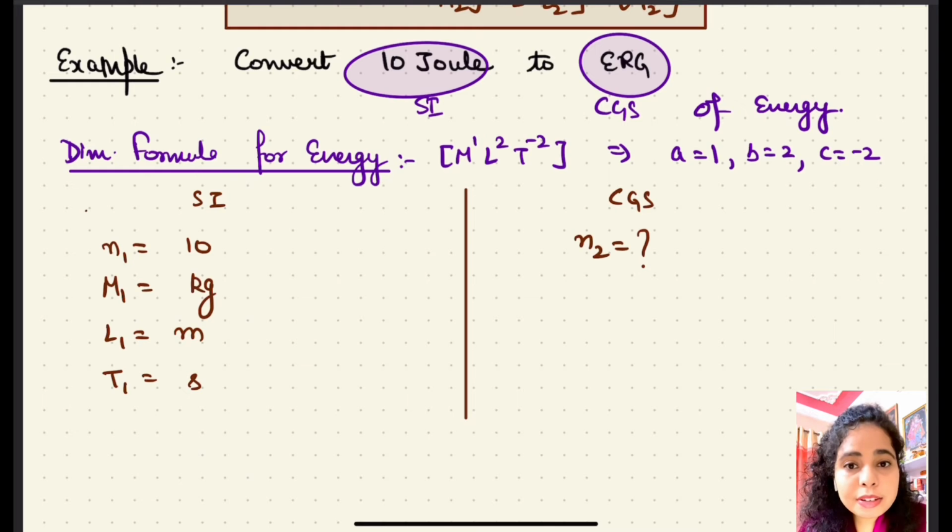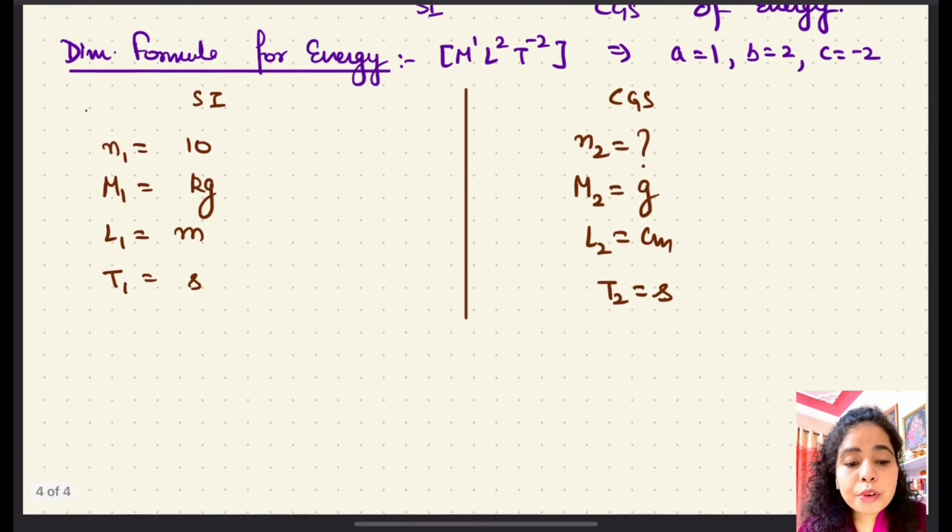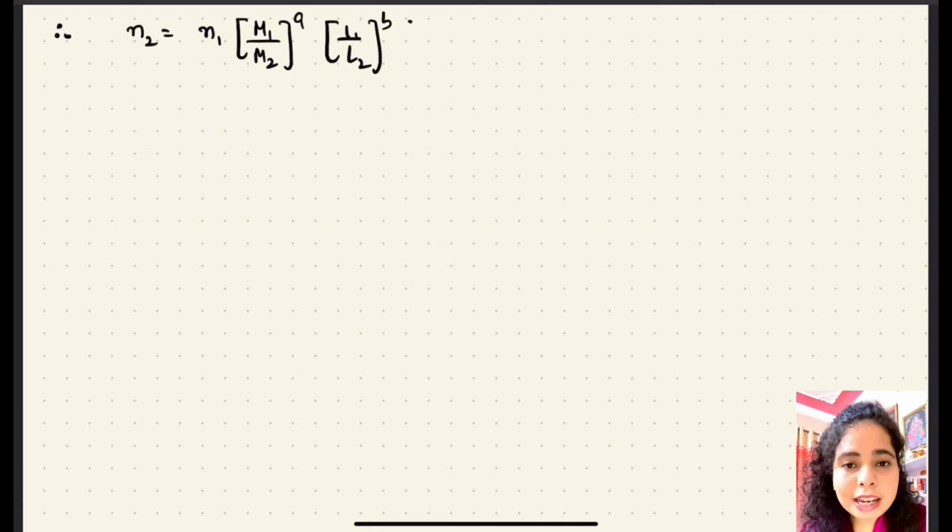Now in the CGS system, we need to determine the number of times the quantity is contained. n2 is the question mark. In the CGS system, mass is measured in grams, length in centimeter, and time in second. Now we have all the things in our hands, and we just need to put these values in the formula which we have derived: n2 = n1 (M1/M2)^a (L1/L2)^b (T1/T2)^c. Now we will substitute the values.